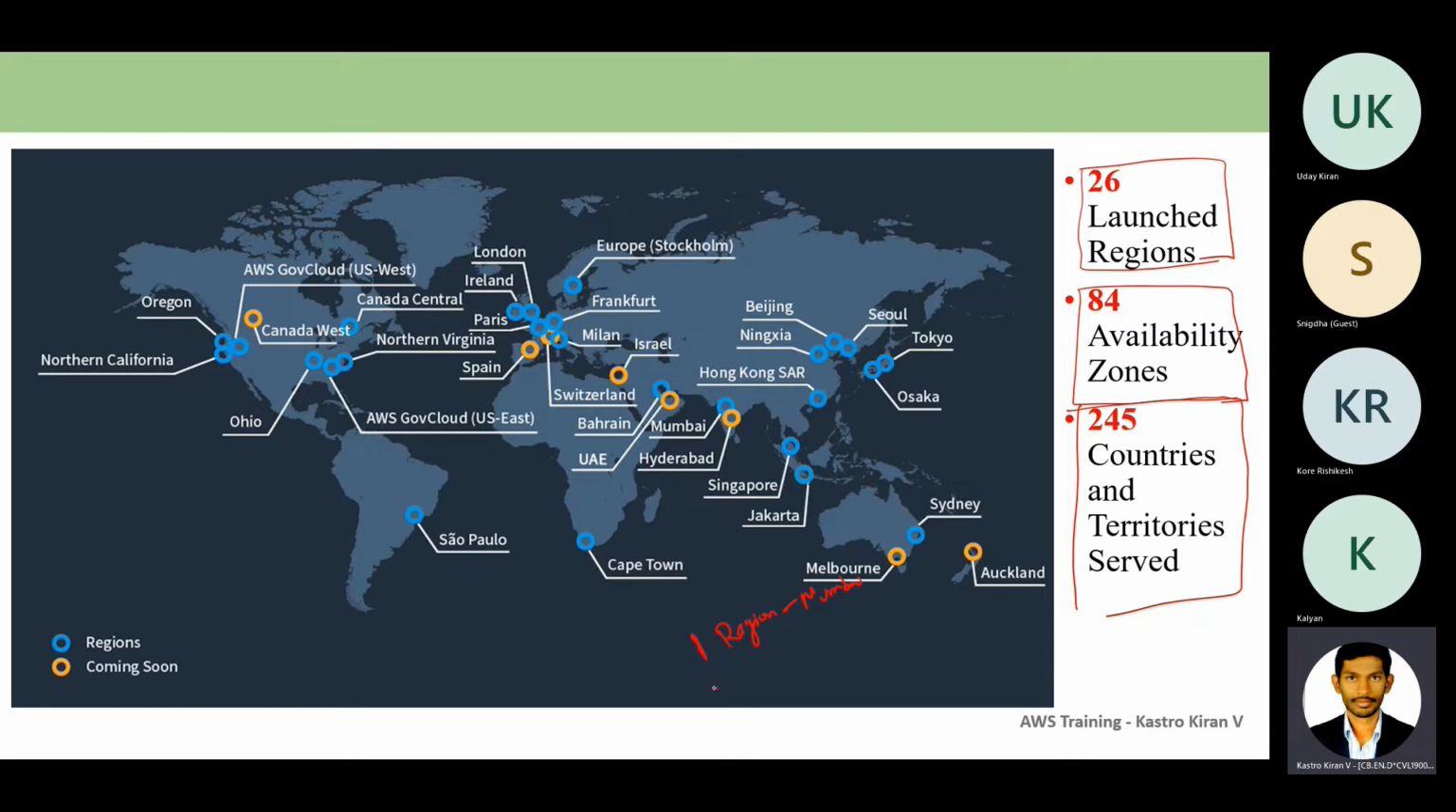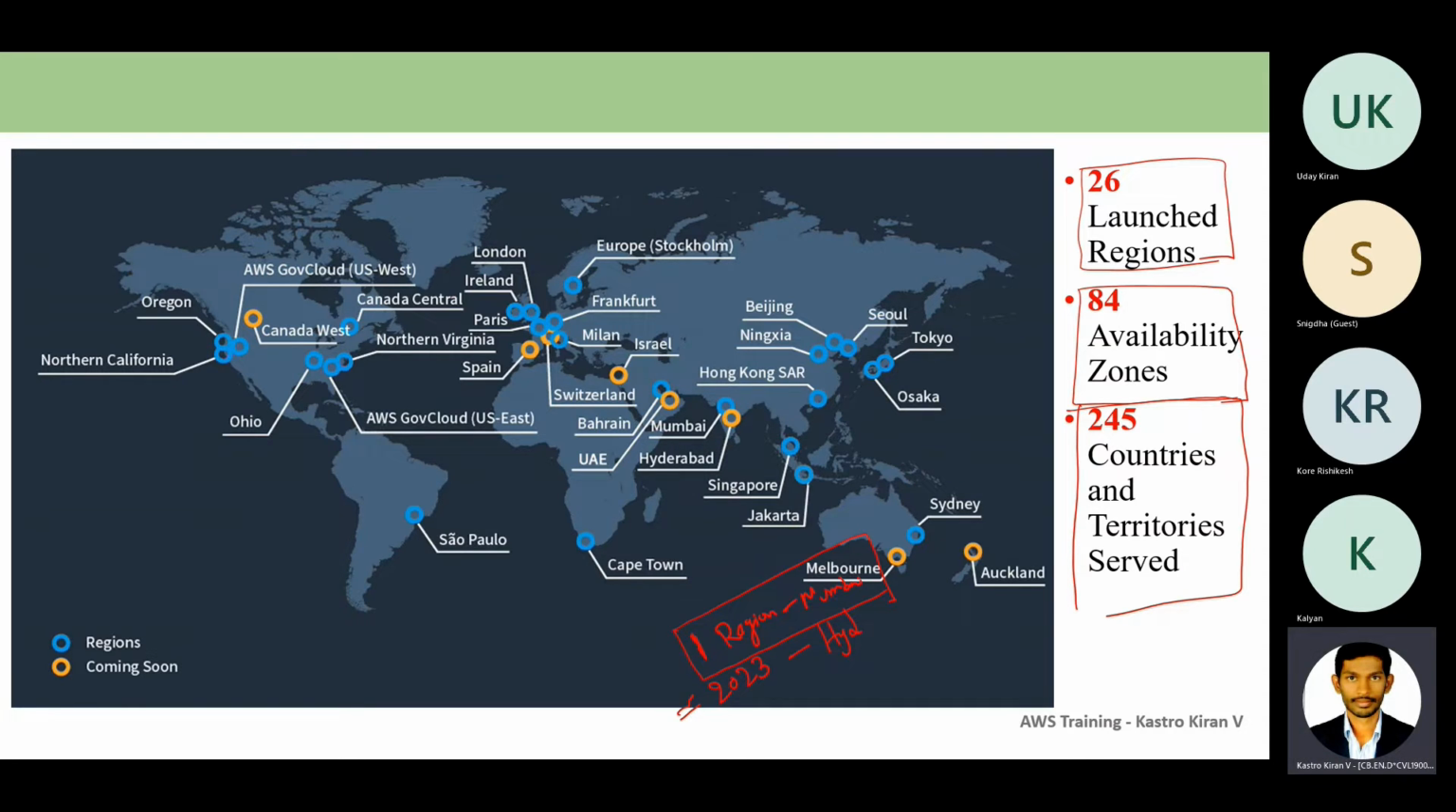By the end of 2023, approximately, there will be one more region in Hyderabad also. Then India will have two regions: one in Mumbai and the second in Hyderabad. But as of now, we have only one region, which is in Mumbai.